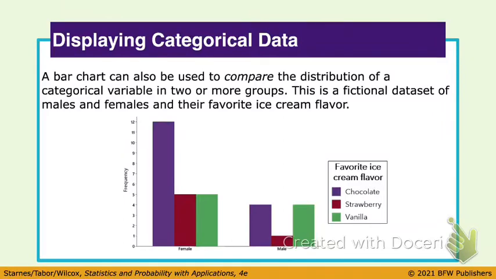A bar chart can also be used to compare the distributions of a categorical variable in two or more groups. This is a fictional data set of females versus males and their favorite ice cream flavor. Maybe that'll be our question tomorrow. So here's the deal. We can use this to compare them. What do you guys notice about this data? What would you say if I gave you this and said, tell me something about this data?